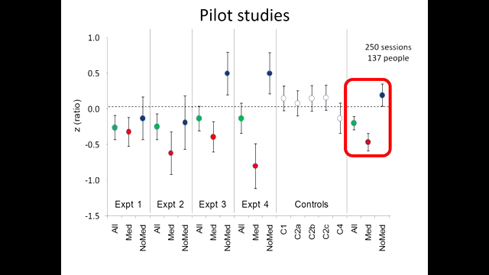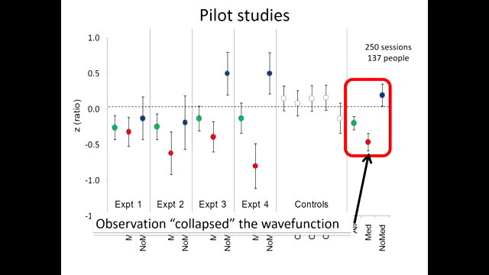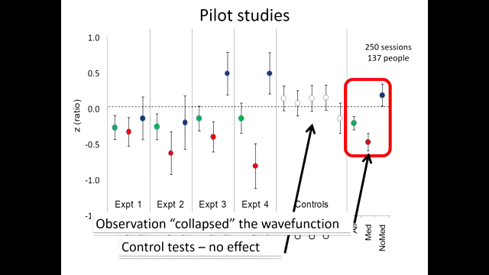And we ran the same system. And this, by the way, was 250 20-minute sessions, 137 people. And we ran the same system again and again as controls, which are the white dots. And we don't see any artifacts within the hardware or software or analytics that would suggest that there's some kind of bias in the system. So here it looks like observation was collapsing the wave function. At least the meditators could do that. And the control tests, we don't see any effect.